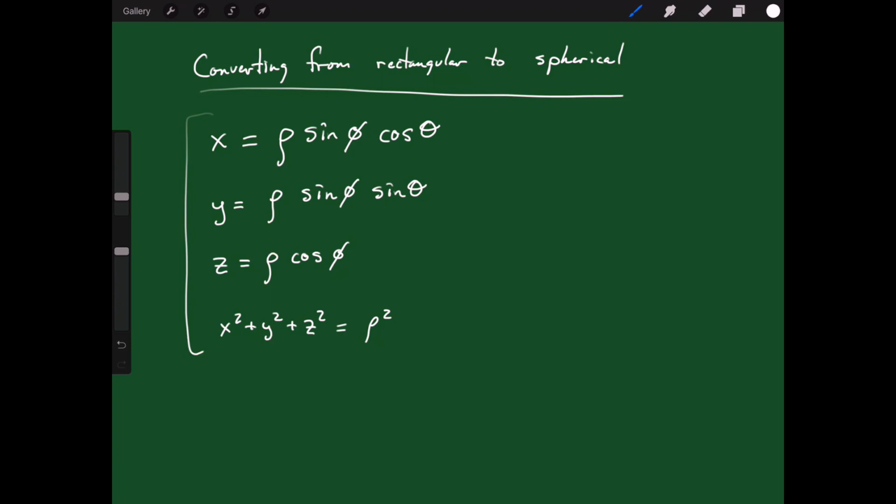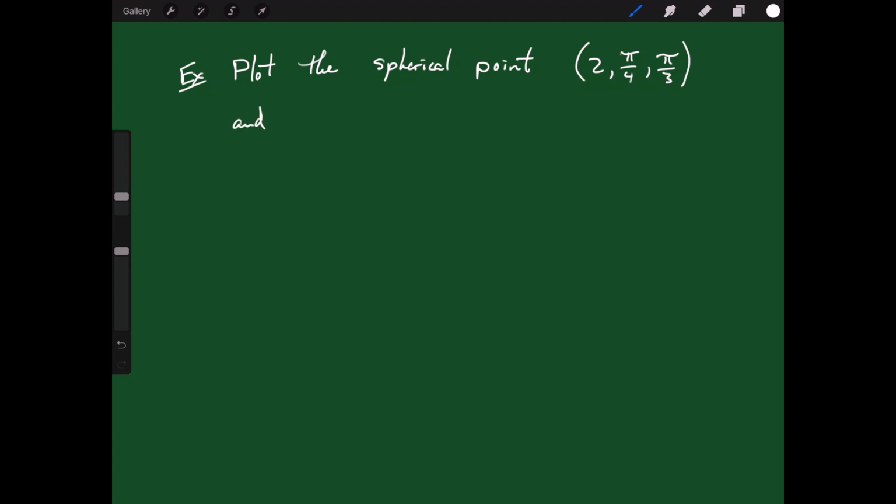Okay, let's do an example. So let's plot the spherical point (2, pi over 4, pi over 3), and give its rectangular coordinates.